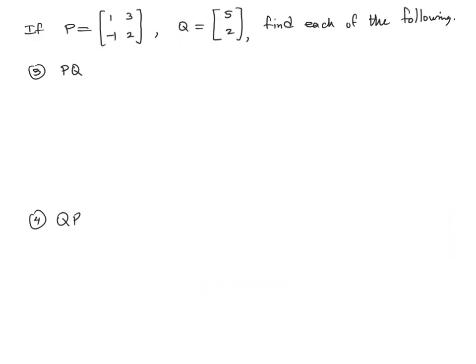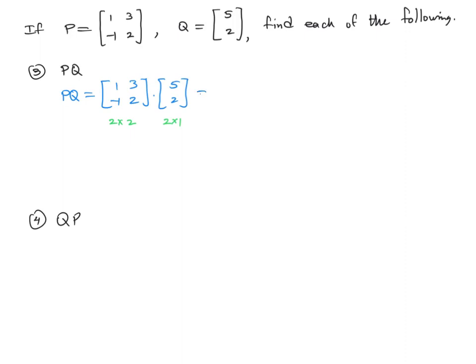Here's matrix P, which is a 2 by 2. Here's matrix Q, which is a 2 by 1. So if I want to do matrix P times Q, so PQ is going to equal 1, 3, negative 1, 2 times 5, 2 as a column matrix. Well, this one was a 2 by 2, and this was a 2 by 1. So the inner dimensions do match. The 2's on the inside match. So the final answer is going to be a 2 by 1.